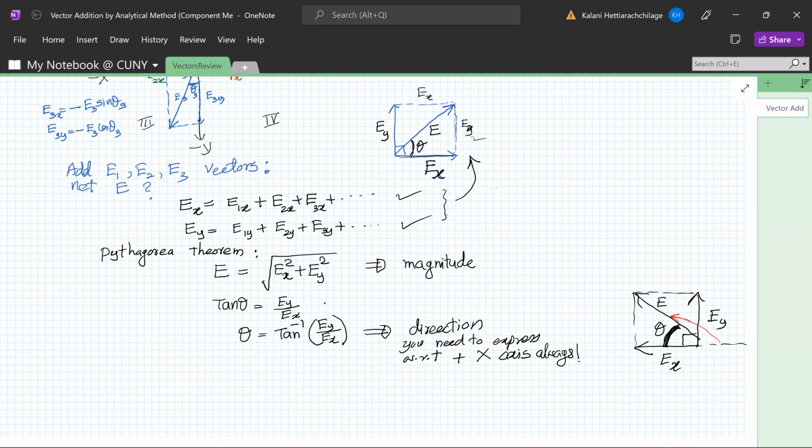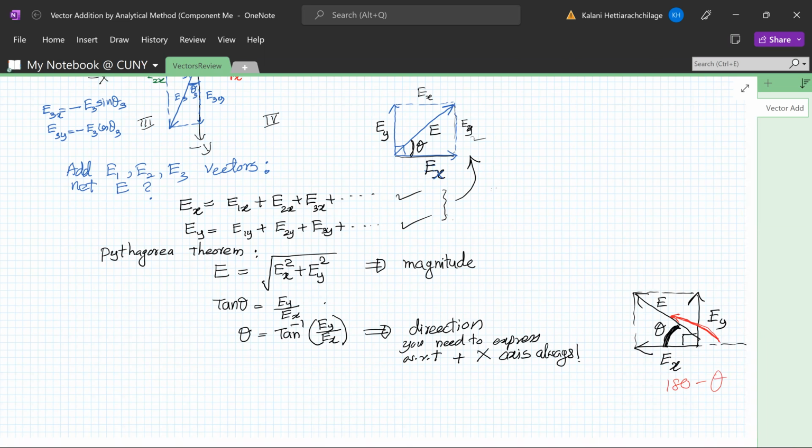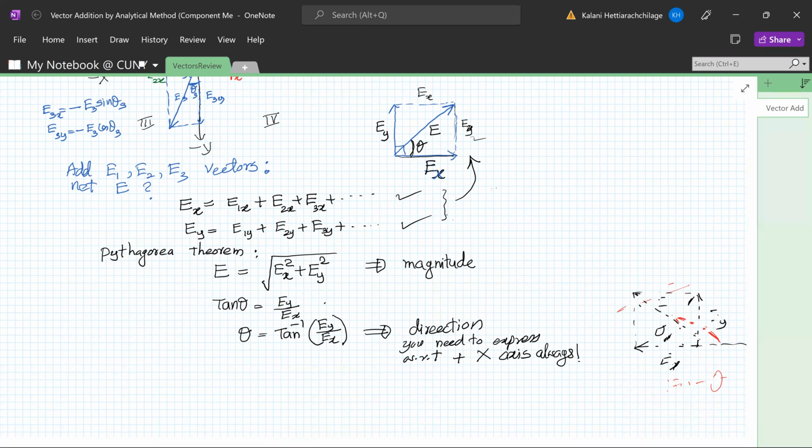Okay, that is the rule for the answer with the positive x. That means you know that it is 180 minus theta if it is in the second quadrant. If it is in the third quadrant, you probably need to add that angle to 180, according to the case. Okay, so this is how you're going to add the vectors. Make sure that you follow this. Very important. And do a couple of examples and see that you can add the vectors by using this component method.